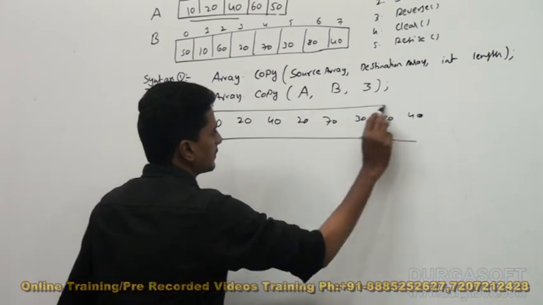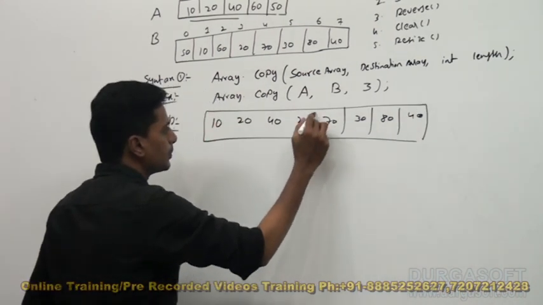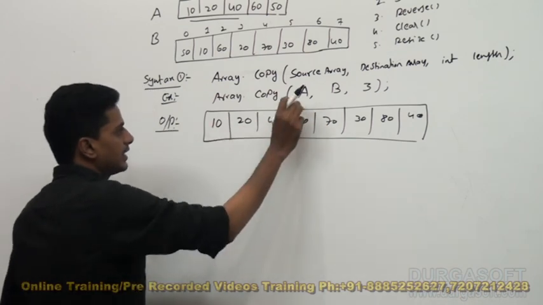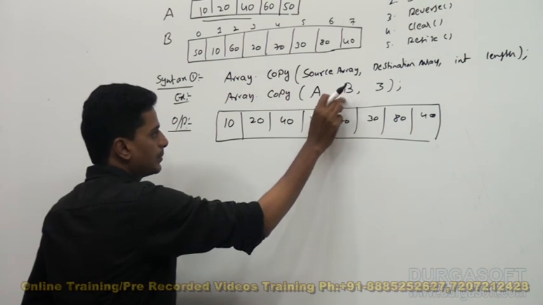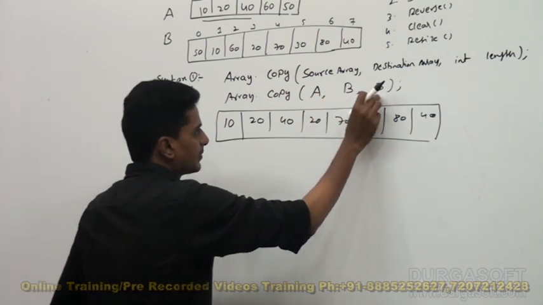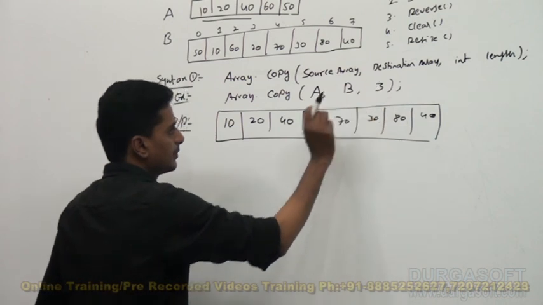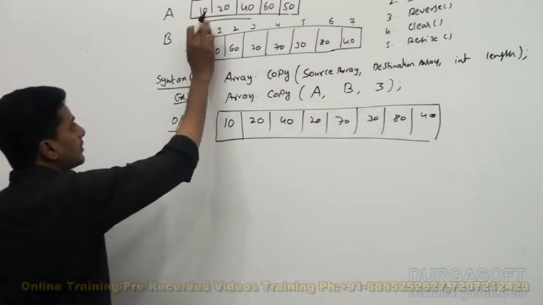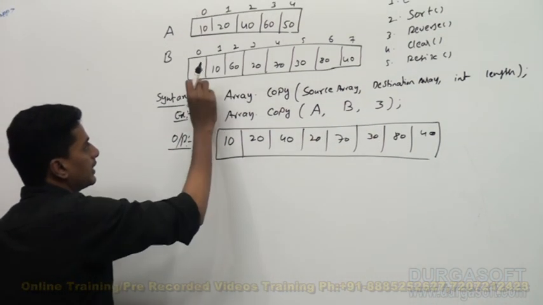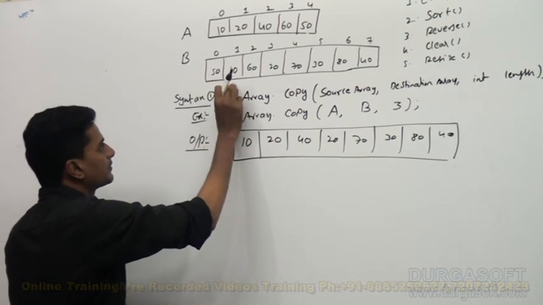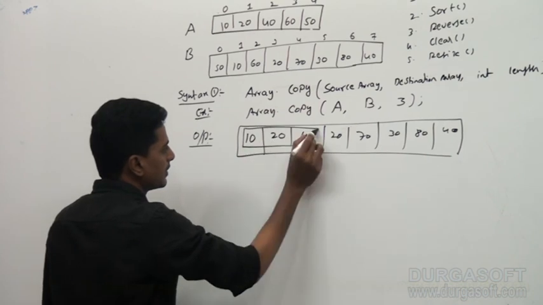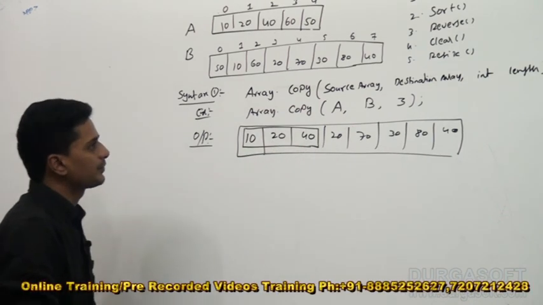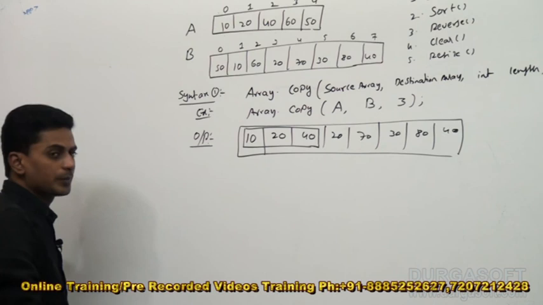So that means only a few of the elements we are copying from A to B according to our syntax. A is the source array, and we are copying into B, that is the destination array. From A, how many elements would you like to copy? 3 elements, that is int length. So these 3 elements, 10, 20, 40, will be copied into B, replacing 50, 10, 60, and from 20 onwards the remaining stay the same. This is the first syntax of the copy method.